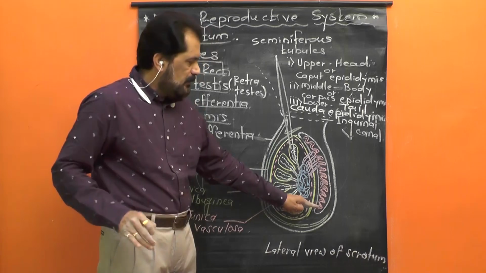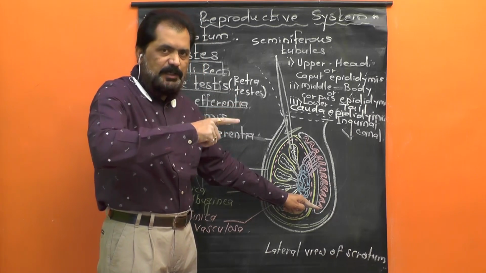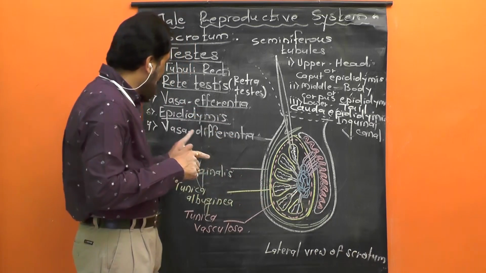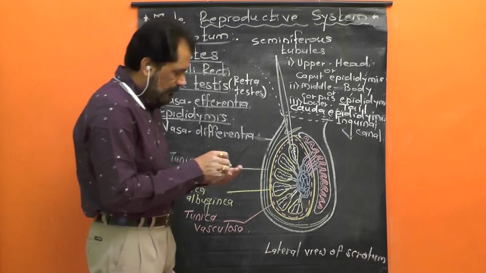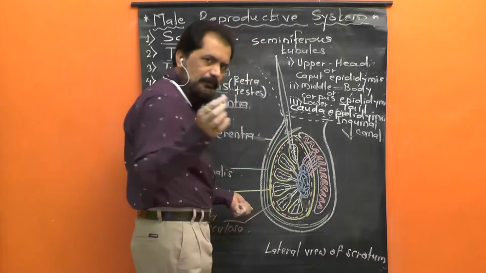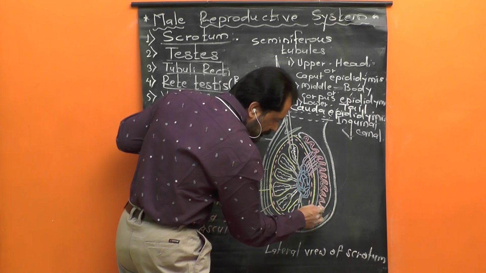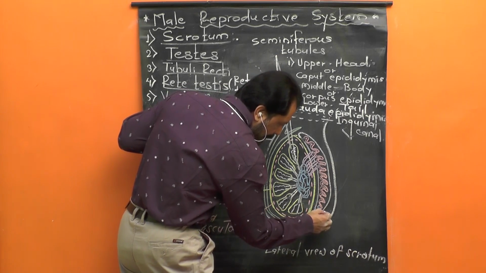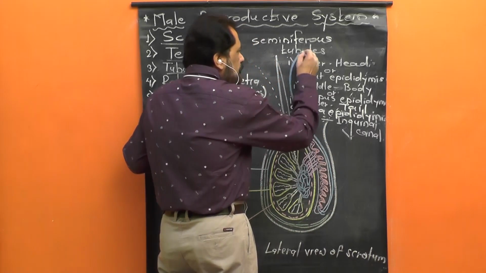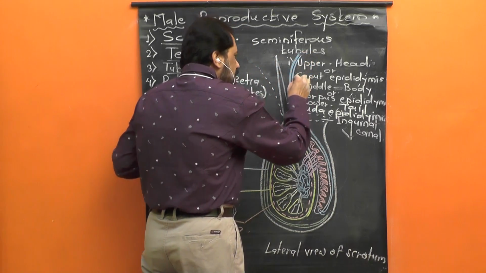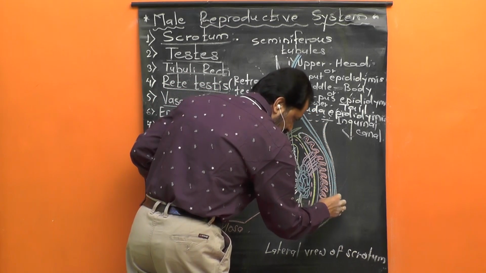And actually the epididymis continues. Epididymis, it continues as vas deferens. Look. With the help of blue color, I am going to show. This is vas deferens.